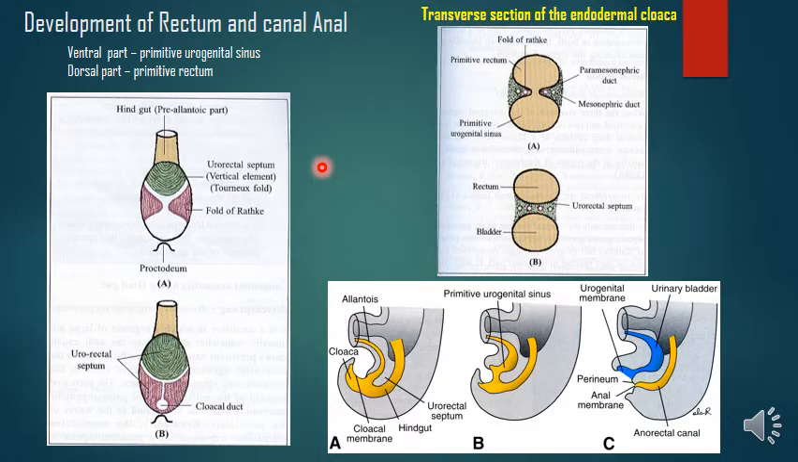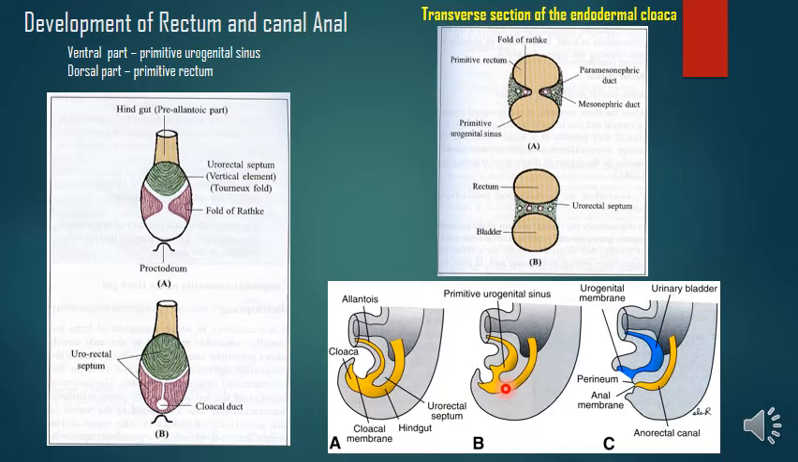Now coming to the development of the rectum and anal canal. These are developed from the endodermal cloaca, which is nothing but the post-allantoic part of the hindgut. And we have already seen that the urorectal septum is going to divide the endodermal cloaca into two parts. What are the two parts? The primitive urogenital sinus, right? This is the primitive urogenital sinus, and then the anorectal canal here. So this is the anorectal canal.